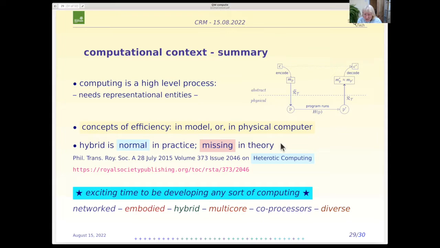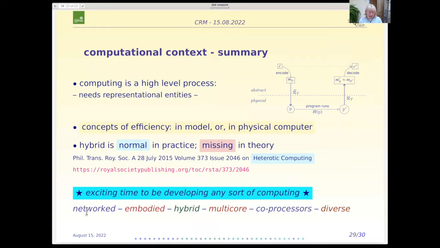Then, the important open question is that hybrid is what we normally build in practice, but the theory is very underdeveloped. So this is a complete aside, but there's a whole volume of Philosophical Transactions of the Royal Society, which is open access. And heterotic computing is the idea that when you put two different types of computing together, you gain an extra advantage. The whole is more than the sum of the parts. And so there's a whole volume of papers about that concept.